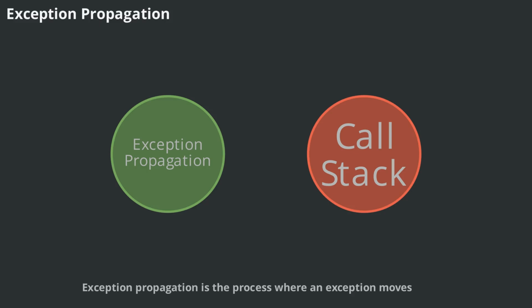Exception propagation is the process where an exception moves from the top to the bottom of the stack. If not caught, it drops down to the previous method, and so on until it is caught or reaches the bottom of the call stack. This mechanism ensures that exceptions are handled at the appropriate level in your program.